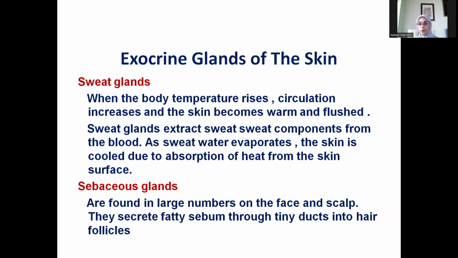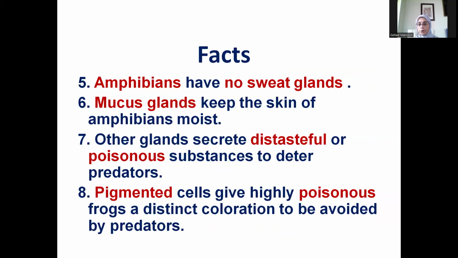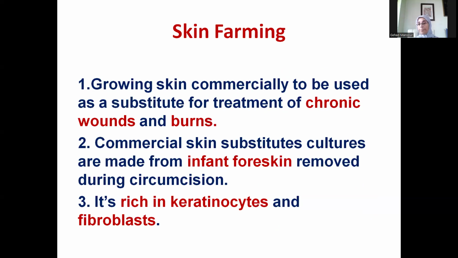Of course, I wouldn't go over the glands, but I would go over skin farming. What is skin farming? Skin farming is commercial growth of the skin, meaning that we prepare skin on a commercial basis. What's the meaning of commercial basis? On a large scale. How do we use this skin or those skin pieces that are produced on a large scale? We use them to cover chronic wounds or to cover chronic burns that do not want to heal.